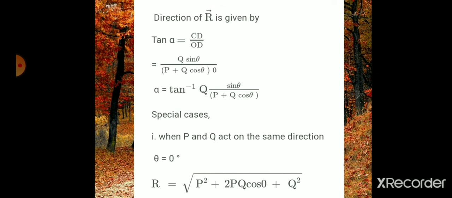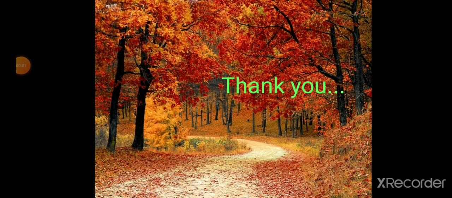When P and Q, that is both the vectors, act in the same direction, then theta is equivalent to 0. Hope you have understood about the resultant of two vectors and how to find the magnitude of the resultant.